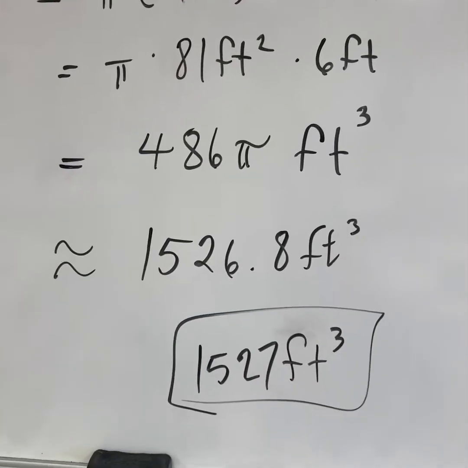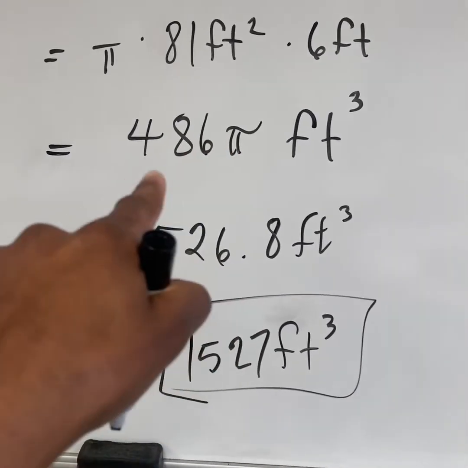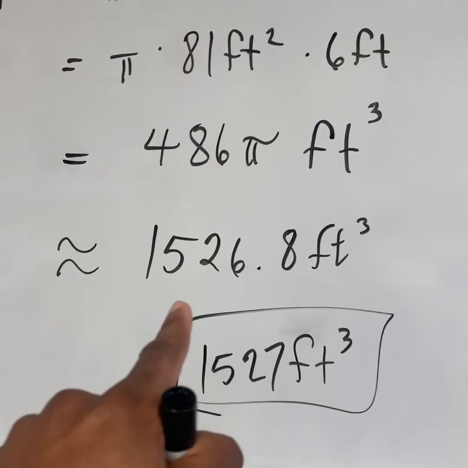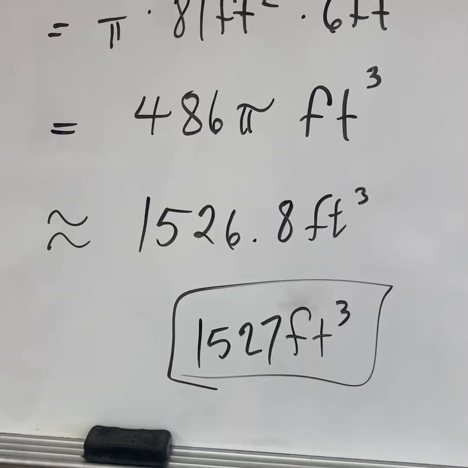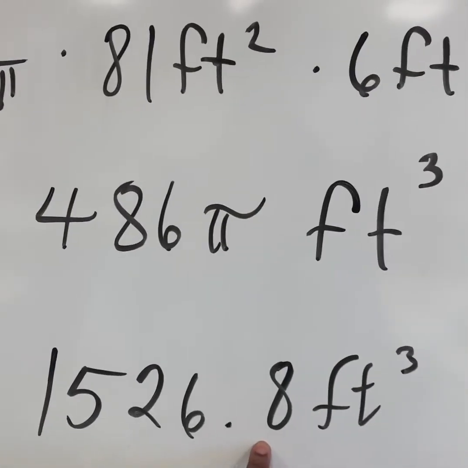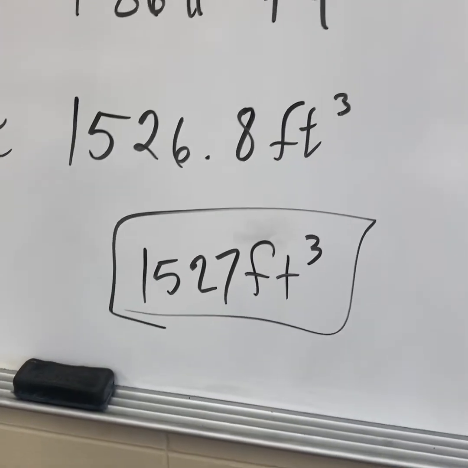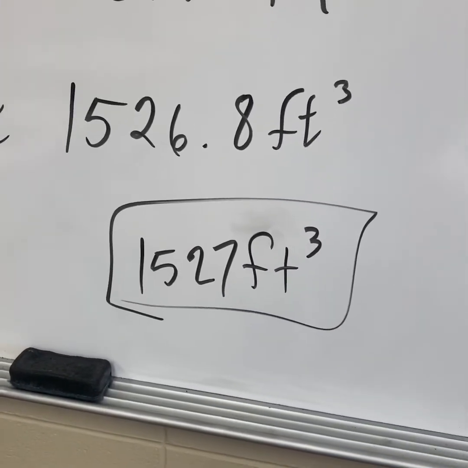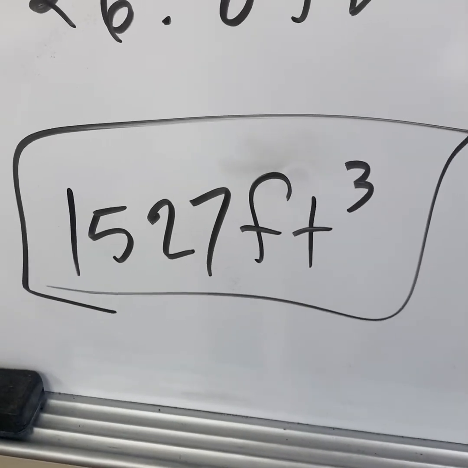And remember, we need this to be rounded to the nearest cubic foot, so I do need to multiply pi times 486. That's where I get 1,526.8 cubic feet. And since we're rounding to the nearest cubic foot, because of this 0.8, I can go ahead and bump that up to 1,527. So there's my final measurement.